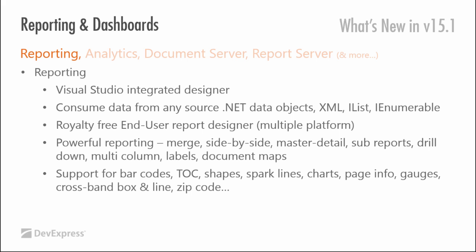As far as elements on your report page, we've got support for barcodes, and there's over 20 different providers there. Create table of contents, insert shapes, add sparklines, charts, gauges, insert page information on your report, such as who's printing it, when they're printing it, the report name or other parameters. And you can do things like create cross-band boxes and lines, which is where you might want a nice box wrapped around the entire report and not broken just because there's different sections in there. We've got support for zip code elements and things like that.